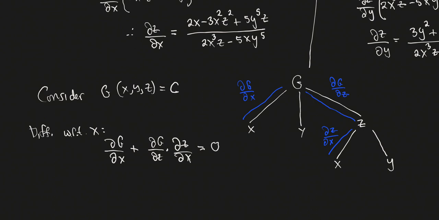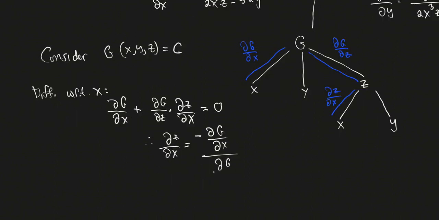And if you notice what this does, this actually gives me a formula that involves the partial that I would want. So if I want to find the partial derivative of z with respect to x, I can isolate this. So therefore, dz dx is equal to the negative of this. So the negative of dg dx over dg dz.